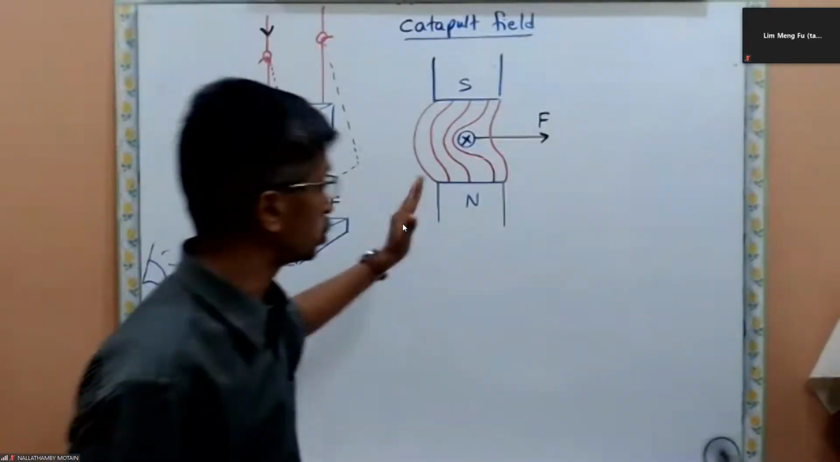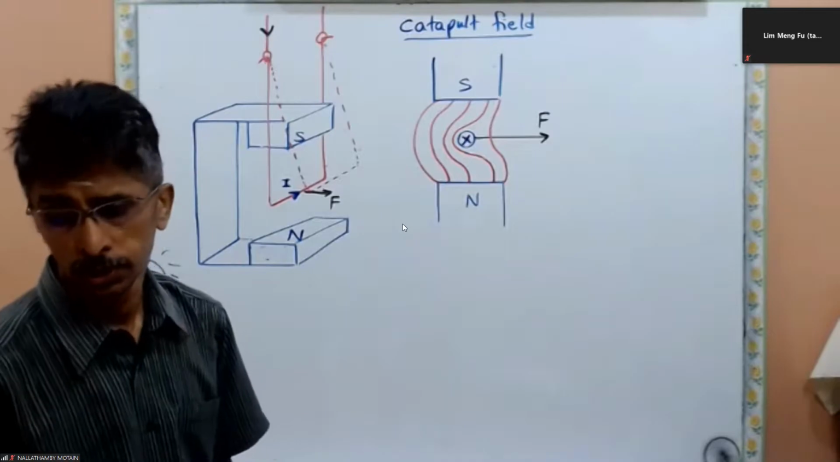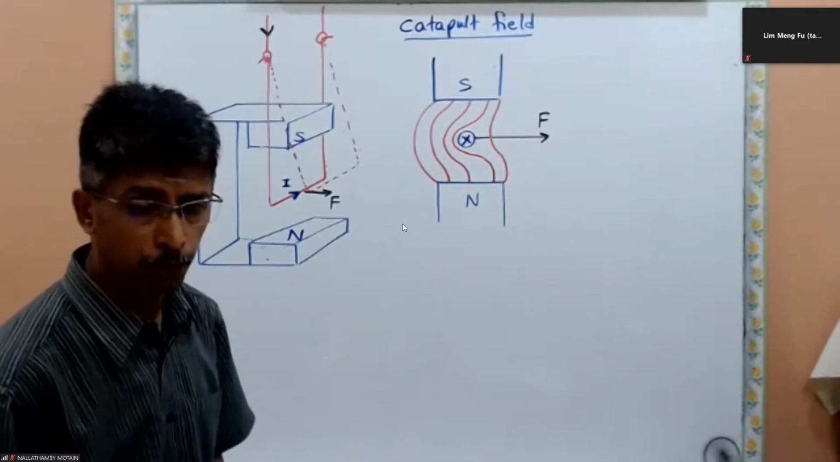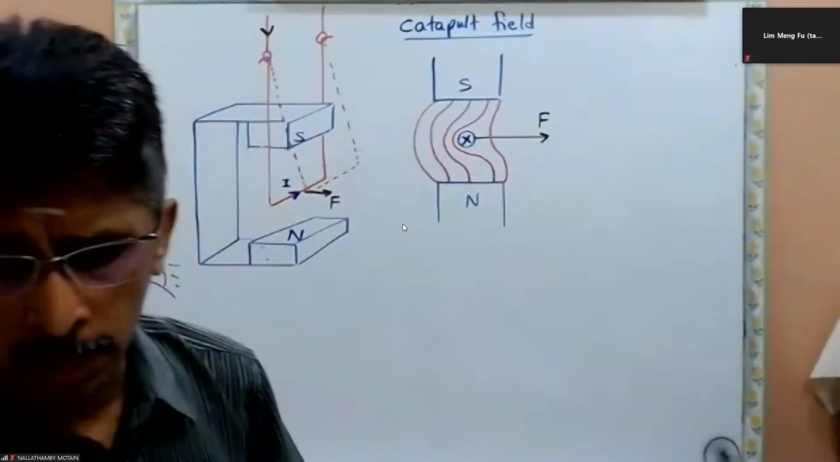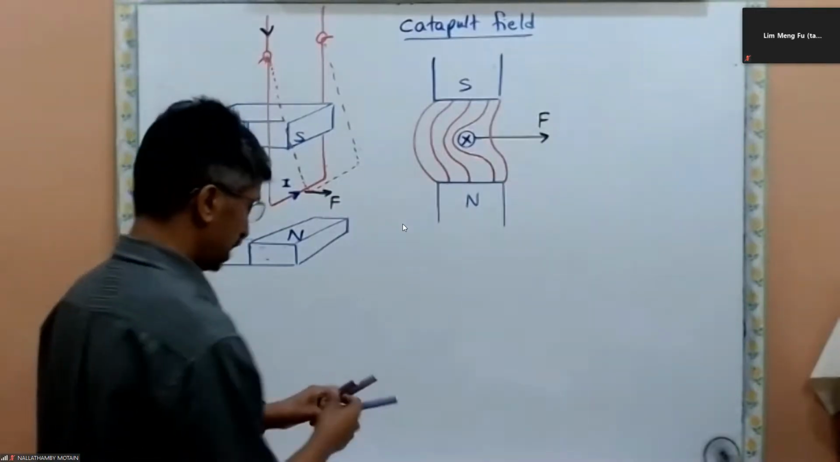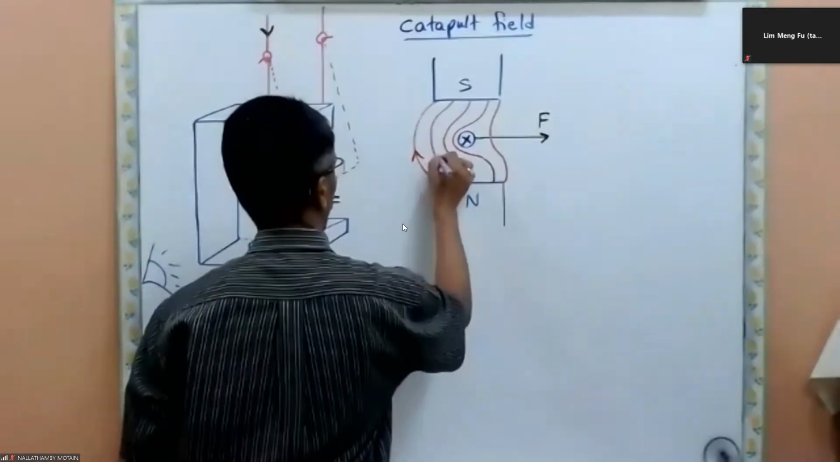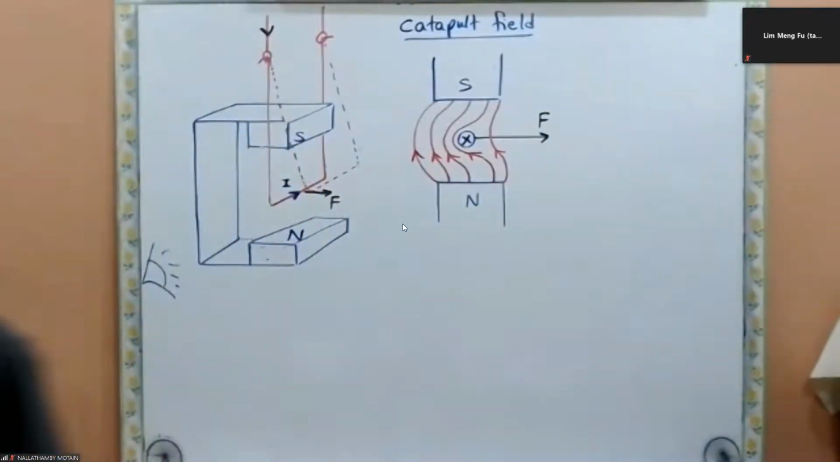So this is what I call catapult field. If you know how to draw this, we can give you up to 3 marks. But anyway, you will lose 1 mark if there is no direction of the magnetic field. The direction must be from north to south.